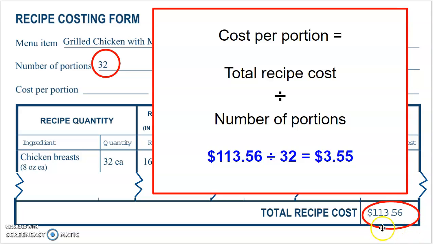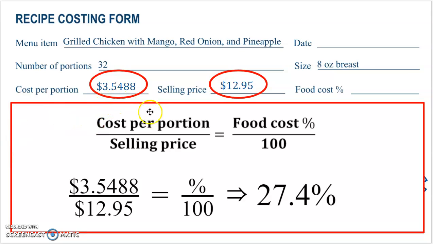we're going to use that to figure out cost per portion. We take our total recipe cost, then we look up here and see that we've got 32 portions that the recipe makes. We just use our formula from before, total recipe cost divided by number of portions gives us cost per portion. We do the division, and we get $3.55 per portion. I think on the next slide I kept the decimals, so it actually came out 3.5488.